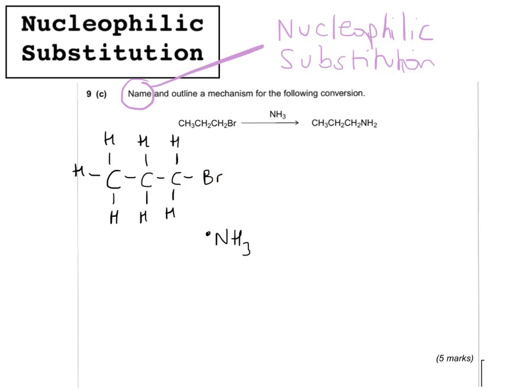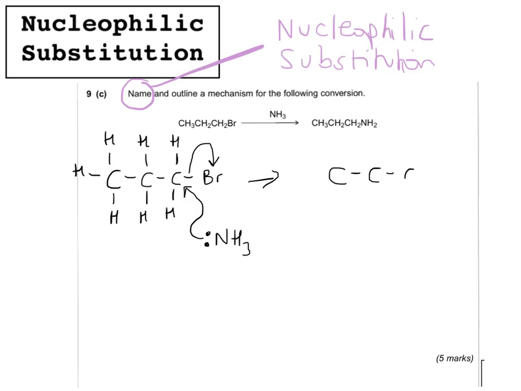So for example, the first arrow is from the N to the C, but you must make sure that you draw the lone pair on the N first. So that will be your first mark. Second mark is for drawing the arrow from the C-Br bond to the Br. So there's 2 marks there. The next mark, because this mechanism does involve an intermediate, i.e. a middle step, the next mark is for the structure of the intermediate.